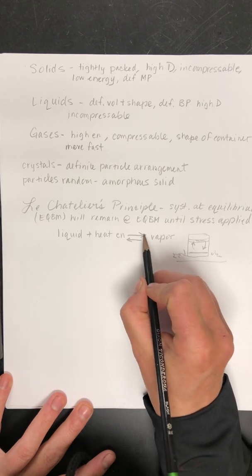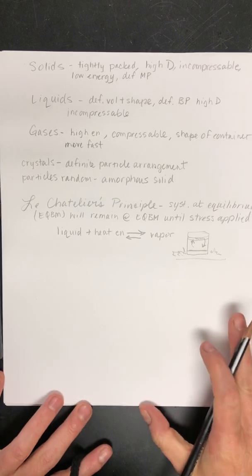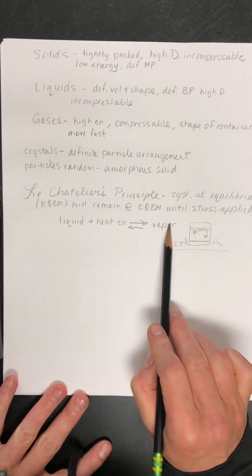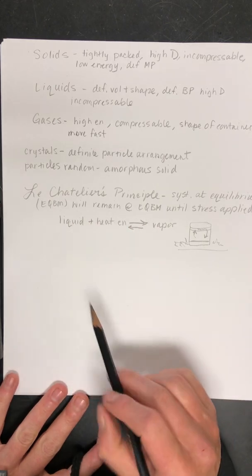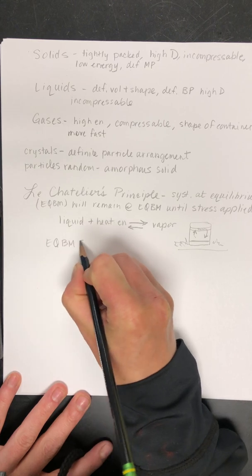If you see an arrow going one way and one going the other way, it's in equilibrium. That means that it's balanced out. It's just going to continue to do that, liquid to heat energy to vapor, and then go back and forth. So we have something called equilibrium shifts.